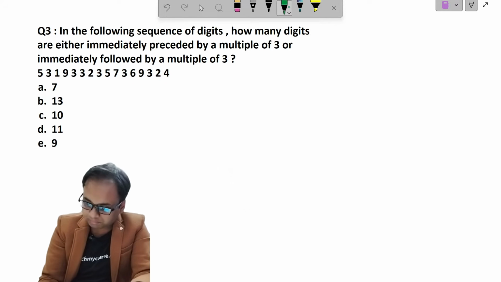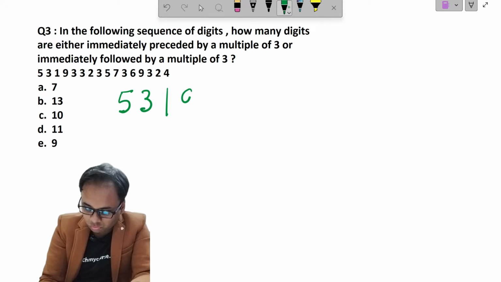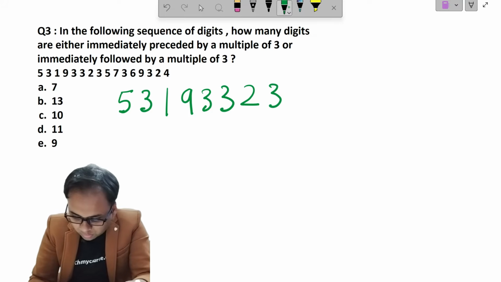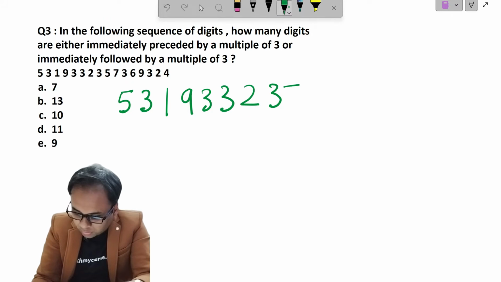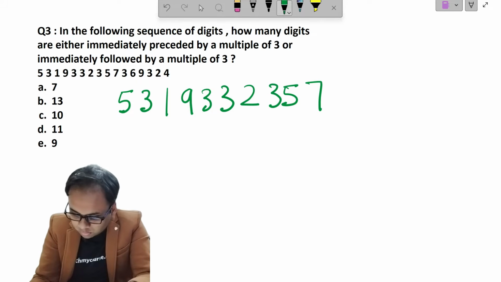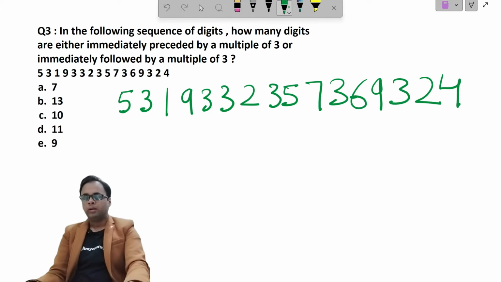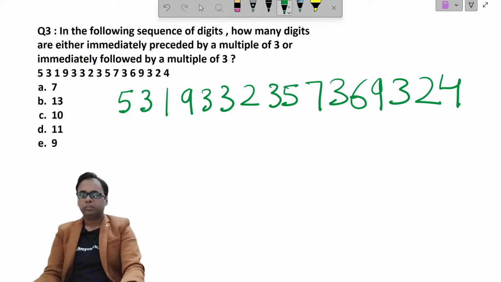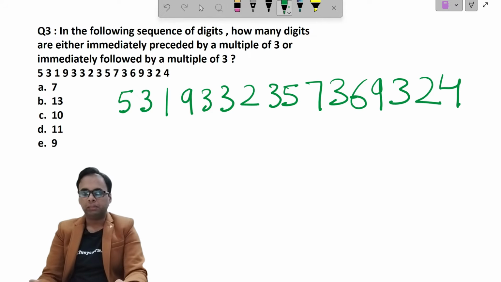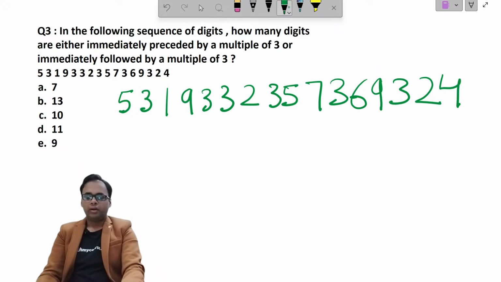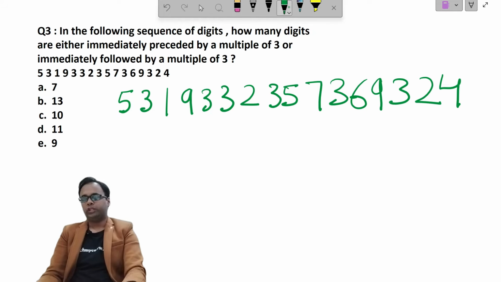Let me just write it again: 5, 3, 1, 9, 3, 3, 2, 3, 5, 3, 1, 9, 3, 3, 2, 3, 5, 7, 5, 7 and 3, 6, 5, 7, 3, 6, 9, 3, 2 and 4. So now we have to find out how many digits are either immediately preceded by a multiple of 3 or immediately followed by a multiple of 3.